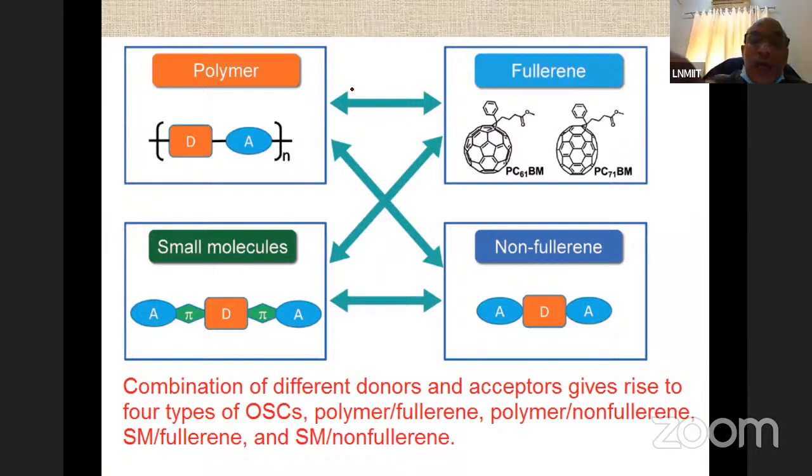Now, we have polymers, we have small molecules, fullerene and non-fullerene. Fullerene is the acceptor, and this is your donor. So we can make a solar cell using polymer and fullerene; this is called polymer fullerene solar cells. If you make it with small molecules only, we can say all small molecule organic solar cells. If you take this one and this one, this is called polymer non-fullerene solar cells.